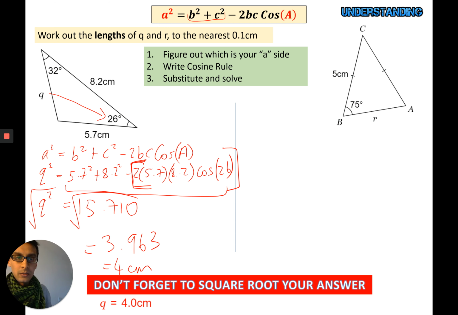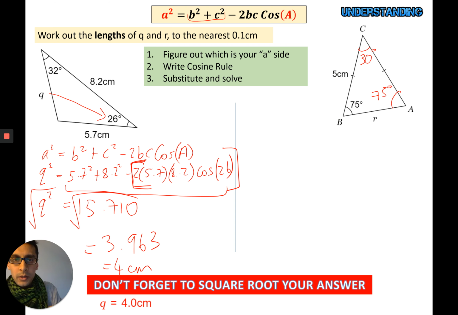Question 2 is a bit different. So you can see you're being asked to work out this length here. Now you can see it's an isosceles triangle, so actually you can work out stuff before you use the cosine rule. You know that has to be 75. And then that'll add up to 150, so that must mean that this is 30 degrees.